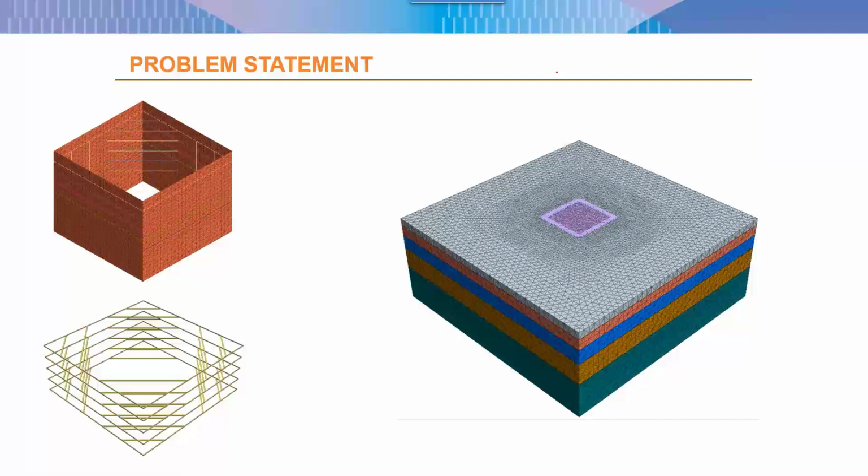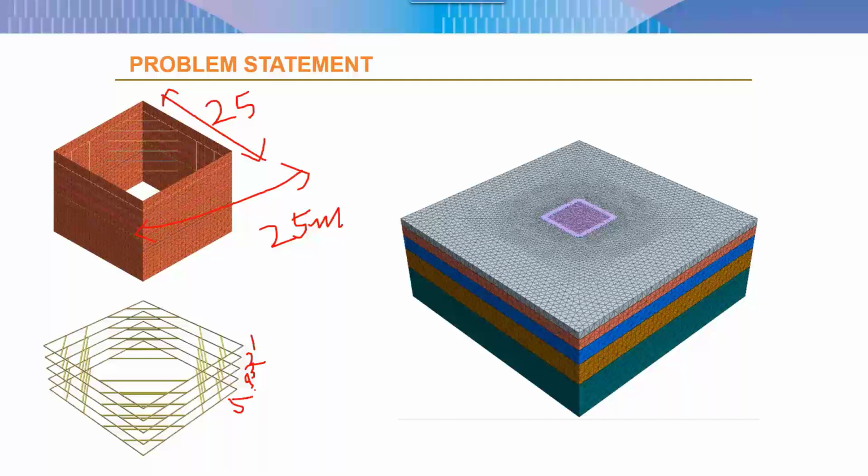So in terms of problem statement, this is my excavation. The excavation is around 25 meters wide. Okay. And for excavation supports, we have five stage supports: one, two, three, four, five. So basically, wales and struts are the support systems. And the entire numerical model looks like this.